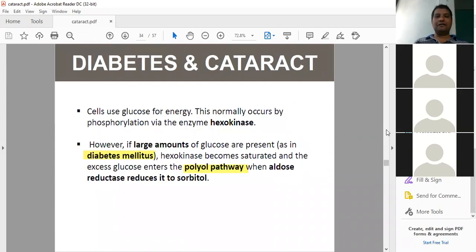So what happens in diabetes? Basically, in uncontrolled diabetes, there may be formation of cataract, and that cataract is called snowflake cataract.